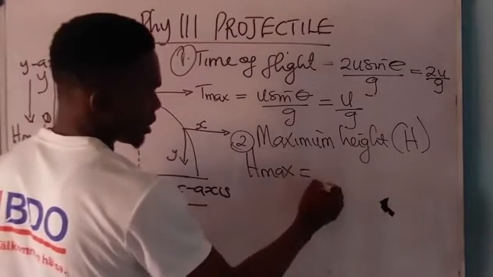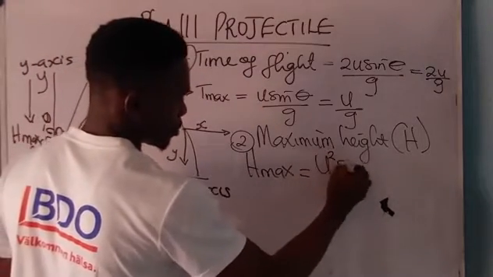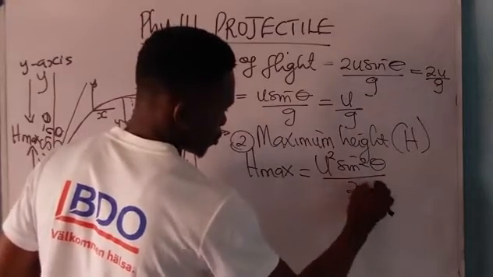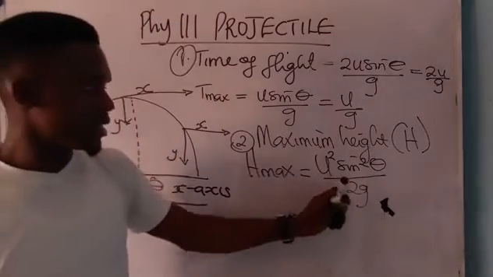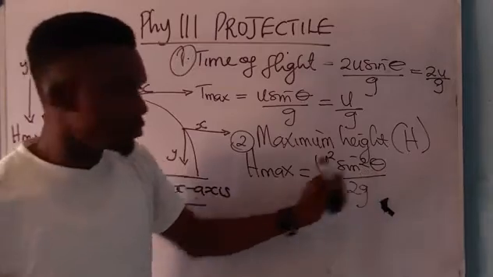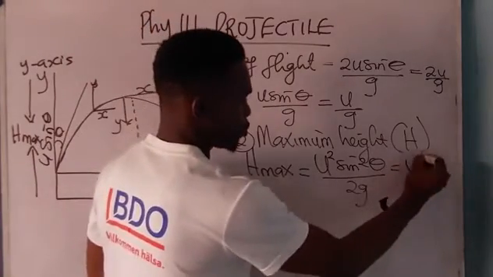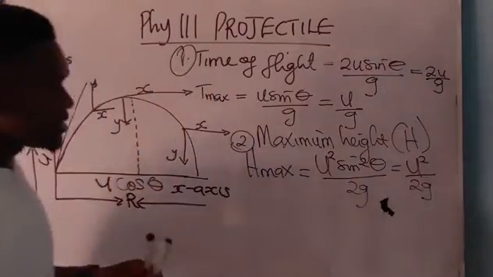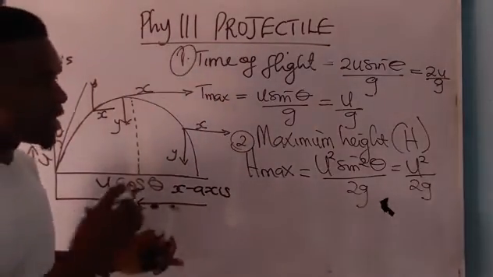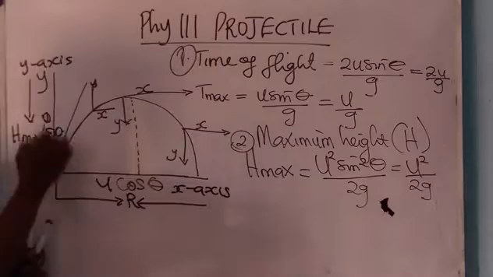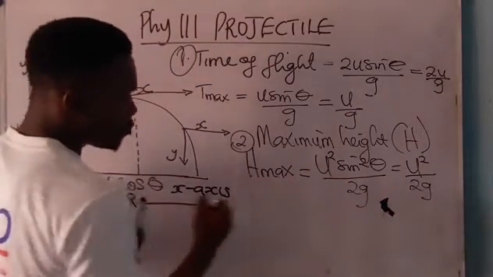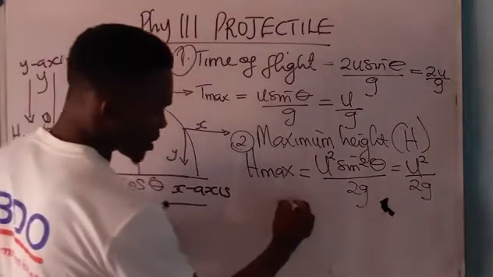It's given as H max equals U squared sine squared theta over 2G. That is when it is inclined at an angle. When it is not inclined at an angle, you simply say U squared over 2G. Alright, the maximum height means the vertical distance that a projectile covers. Take note of that.